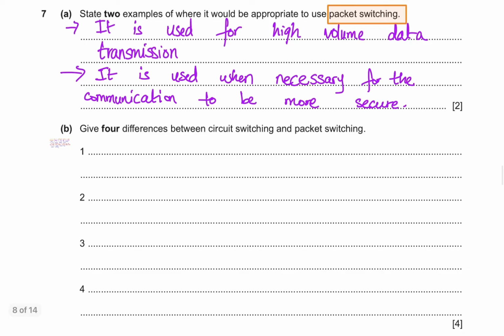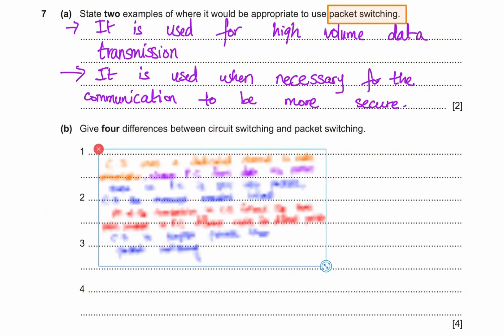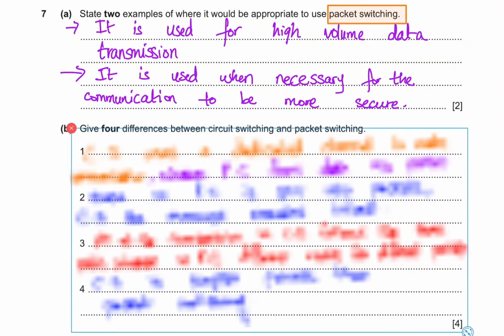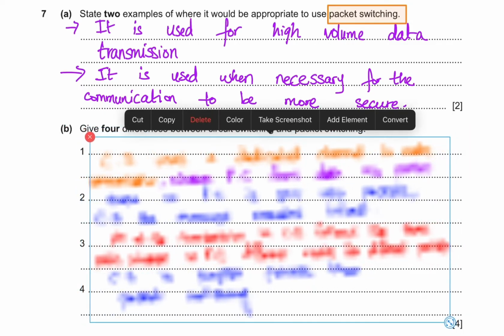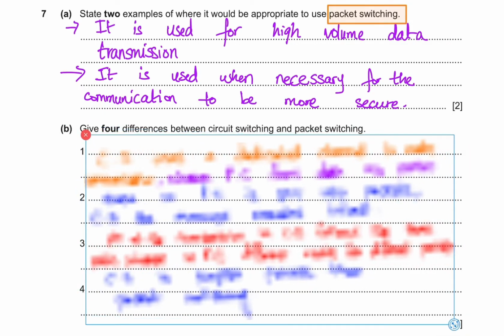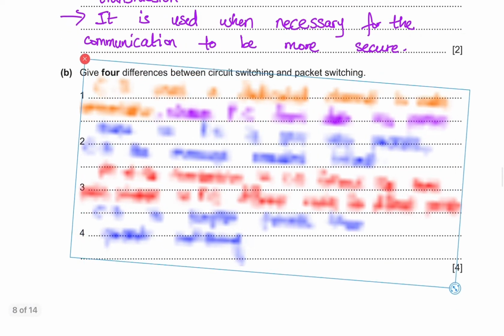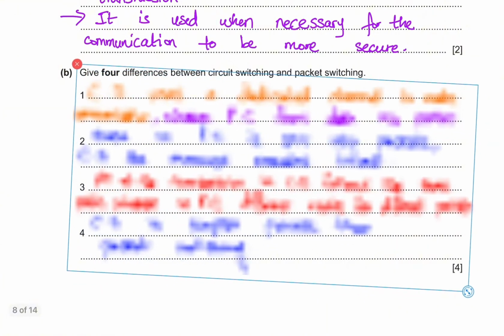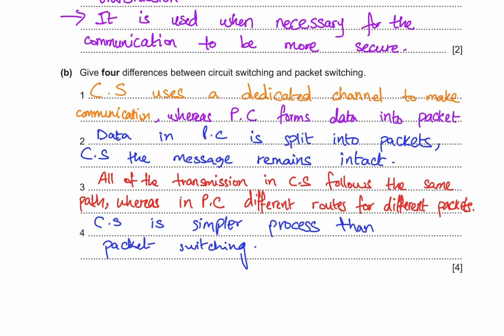Now, circuit switching and packet switching are in chapter 2 communication. They're really important. So the four differences between both of them are here. I have basically made more space, so instead of writing the whole word circuit switching, I wrote CS, and instead of packet switching, I wrote PS.